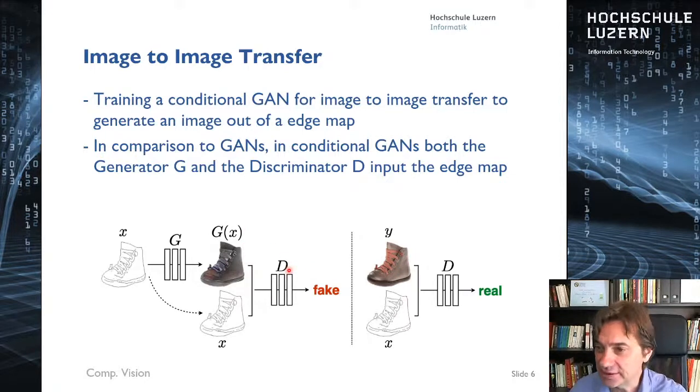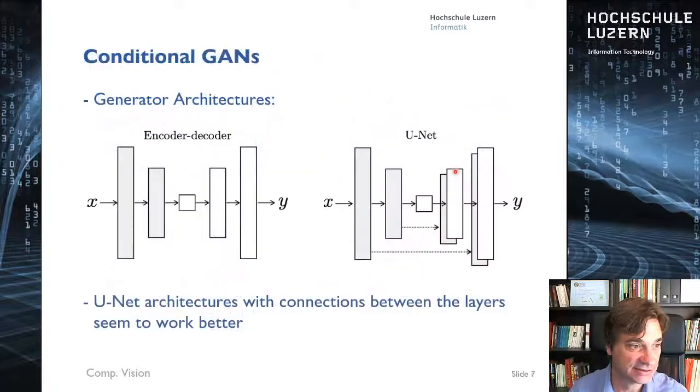For the discriminator to know if it is a real image or not, it's not sufficient to just give it the generated image, but you also give it the input. So the discriminator has to find out if this image was generated from that input, either fake or real. So the discriminator also gets the input image in the case of these conditional GANs.